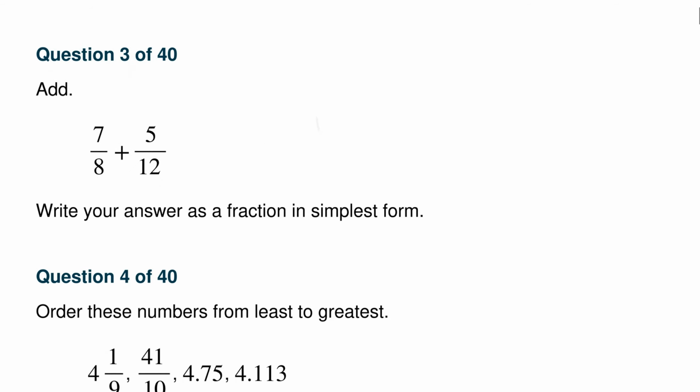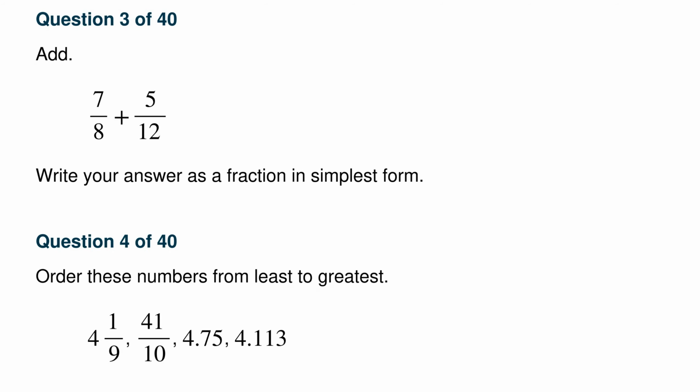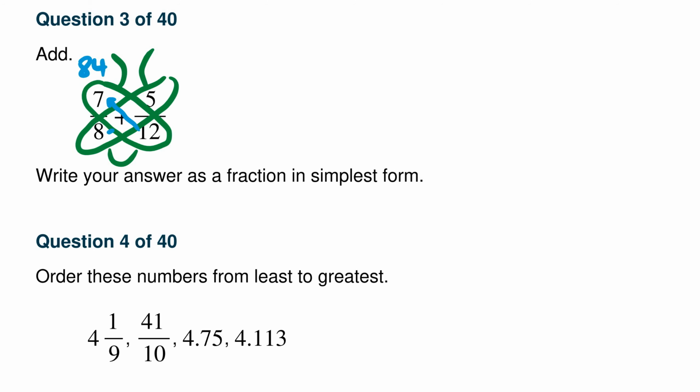Number 3, to add fractions, you need the same denominator, or you can also use the butterfly method. So in this case, as a quick review, I'm going to do the butterfly method. I'm going to draw a butterfly. Okay, we multiply across, 12 times 7, so that will give me 84. 8 times 5, that gives me 40. And the bottom, 8 times 12, that will give me 96. Then we go ahead and add them. 84 plus 40 over 96.